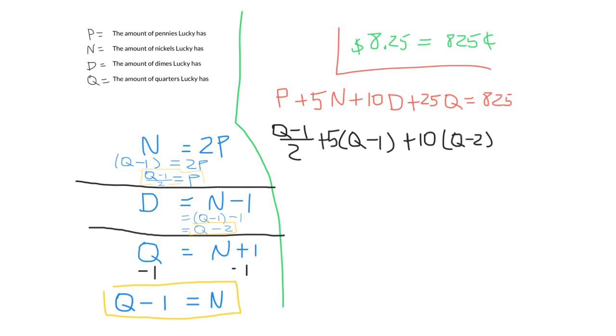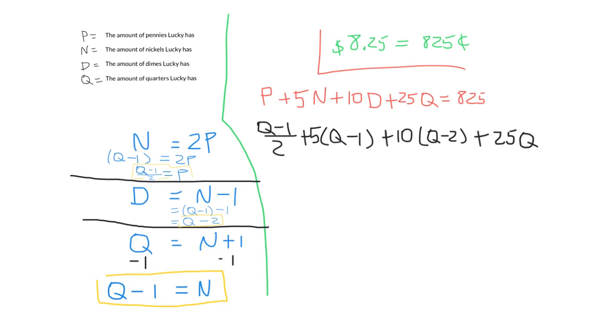What's great is that you don't even have to write anything here except 25q because it already has a q in there. So we're actually good there. And that equals 825 cents to be specific.